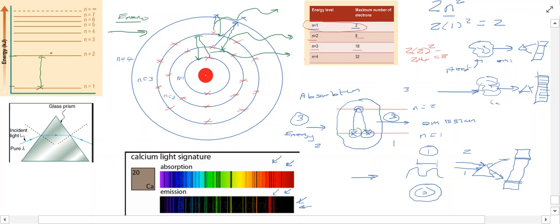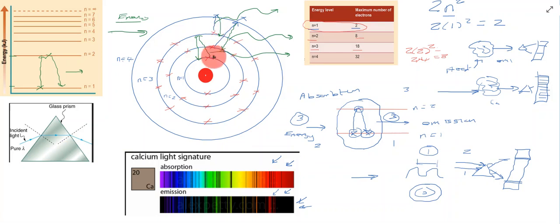And then what happens is when I'm up here and I come back down again, I'm giving off energy that is exactly equal to the energy difference between these two energy levels. And those energy values are directly linked. They are a specific wavelength of light. And that specific wavelength of light is bent by a very specific angle when it passes through a prism.